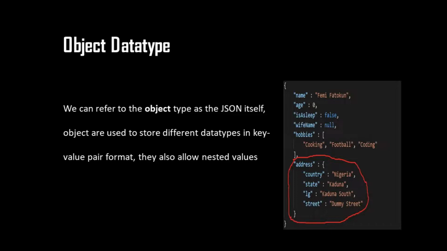Address, for example, as you can see, is just like having another object inside our base JSON object. It has key and value pairs: country is Nigeria, state is Kaduna, local government is Kaduna South, street is Dummy Street. So that is that about objects, and it also allows nested values, just like the array. You can have an object inside an object. We are going to see that in the next slide.